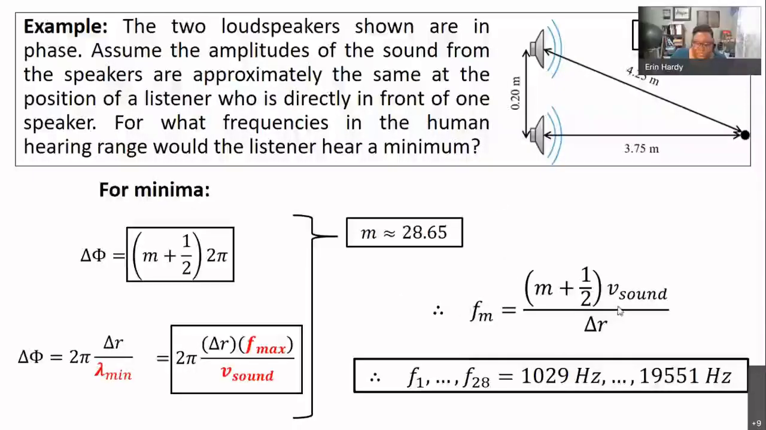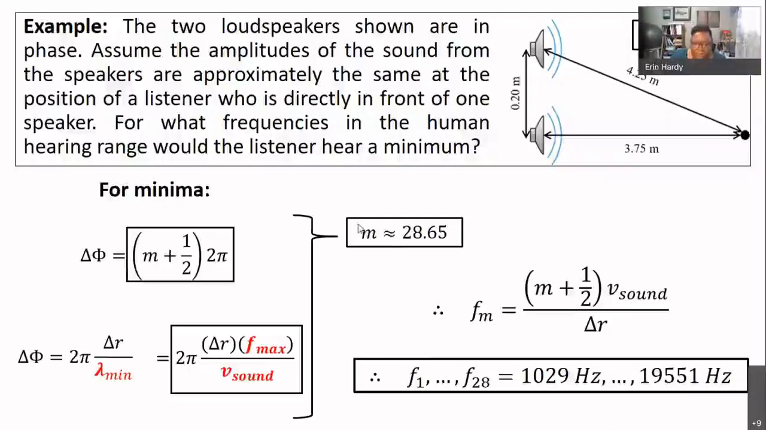So solving these two expressions together gives us this one here. F_M is going to be (M plus 1/2) times V sound over the path length difference, where V sound, the path length difference, and the 1/2 are all constants. We plug in the M that we calculated, and the shortest possible wavelength that a healthy human would be able to hear, the largest possible frequency, would be 19,551 hertz.